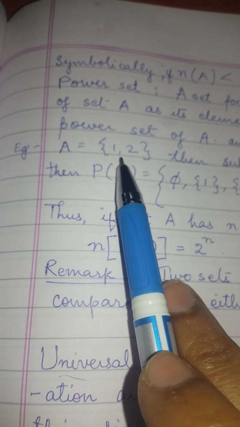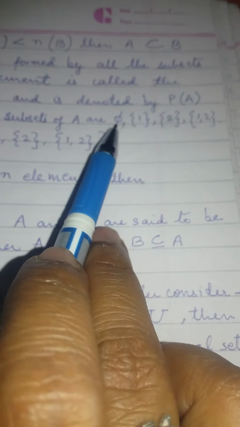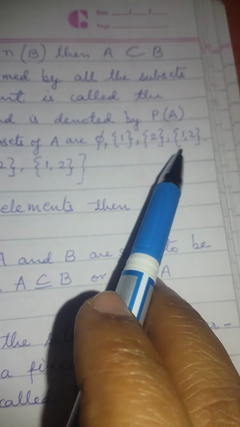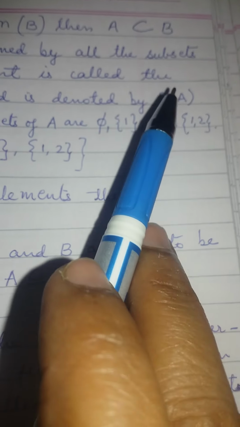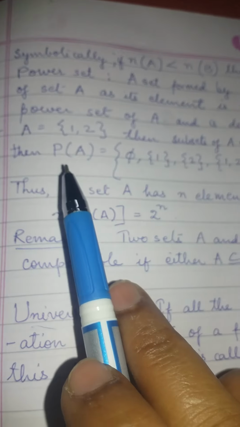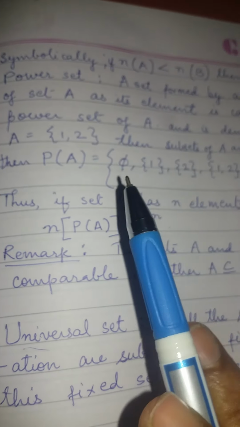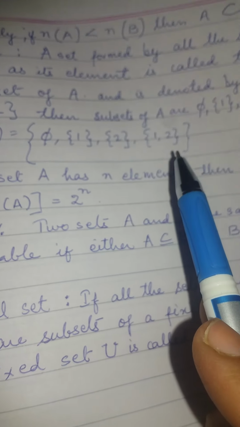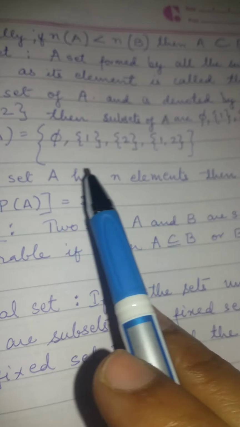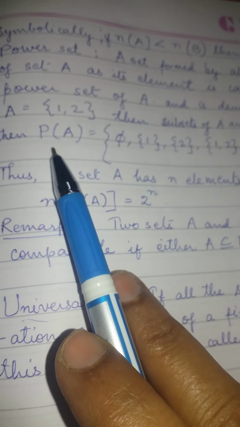Suppose set A is equal to {1, 2}. Then the subsets of set A will be phi, singleton {1}, singleton {2} and {1, 2}. Now the power set is a collection of all subsets of set A. So when you make a power set, you make braces, then you write all the subsets that you have, and then you close the braces. So this set that you have made with the help of subsets is called the power set.